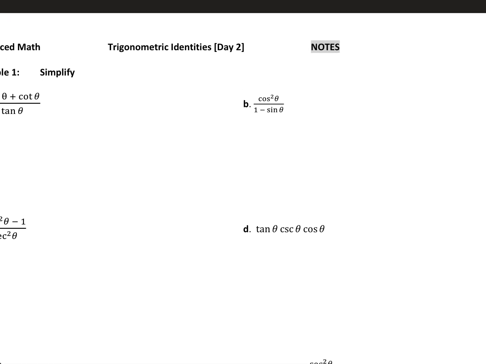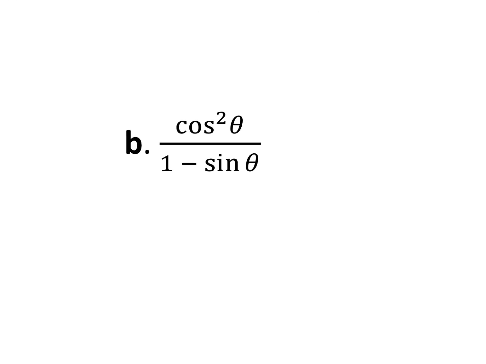Right, so the first one I want to look at is on the 4th page, the one on the top. So it's B on the last page. This is from the homework yesterday. I have 1 minus sine on the bottom. Can I use my Pythagorean identity? Why not? Because it's not sine squared. But because I have a 1 and a sine, maybe I want to make this a Pythagorean identity.